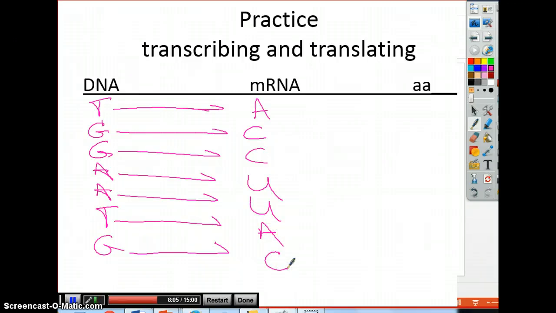Now I can do the translation. Technically I have to put it into codons first. 1, 2, 3, 1, 2, 3. Okay, so remember there's going to be more to the DNA, but we only put it into groups of 3, so we can only make 2 codons in this case. ACC. So now we're translating. We're going from the language of these letters into the language of real words, the amino acids.